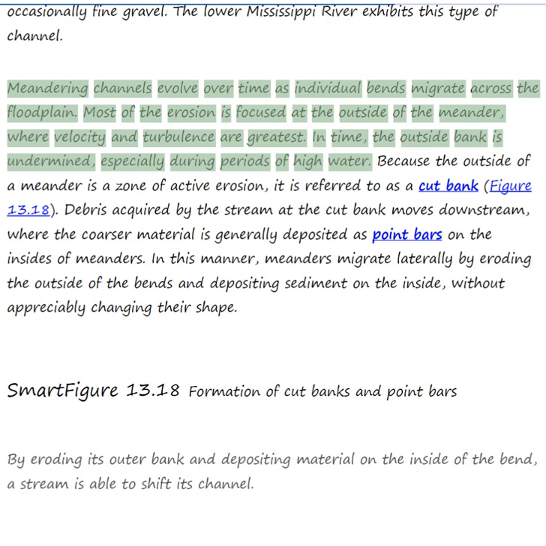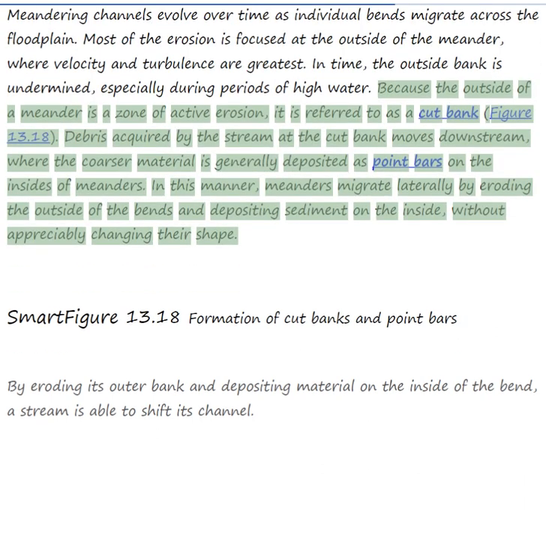Meandering channels evolve over time as individual bends migrate across the floodplain. Most of the erosion is focused at the outside of the meander, where velocity and turbulence are greatest. In time, the outside bank is undermined, especially during periods of high water. Because the outside of a meander is a zone of active erosion, it is referred to as a cut bank. Debris acquired by the stream at the cut bank moves downstream, where the coarser material is generally deposited as point bars on the insides of meanders.